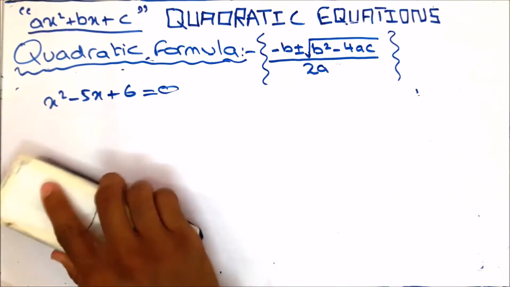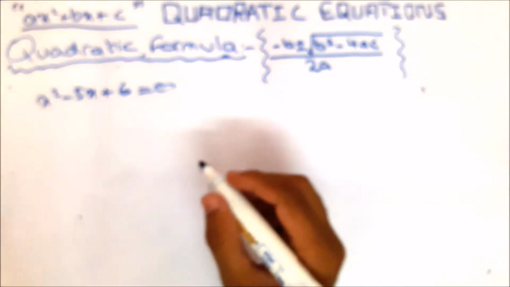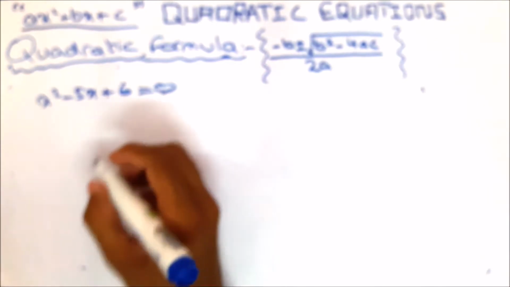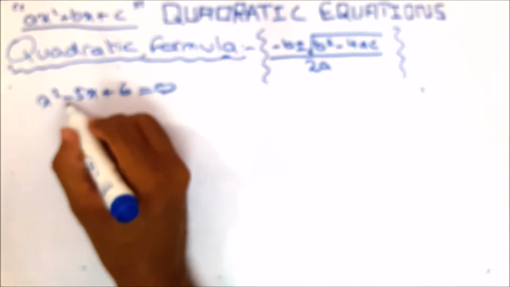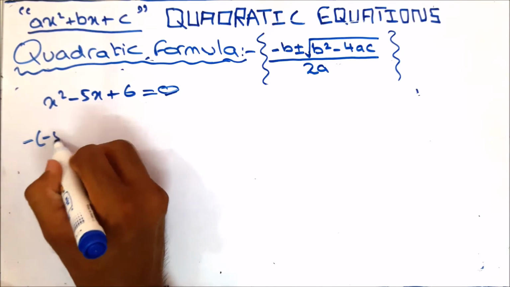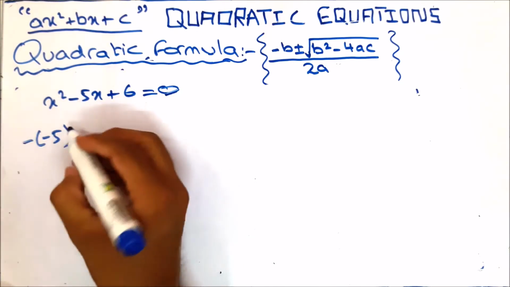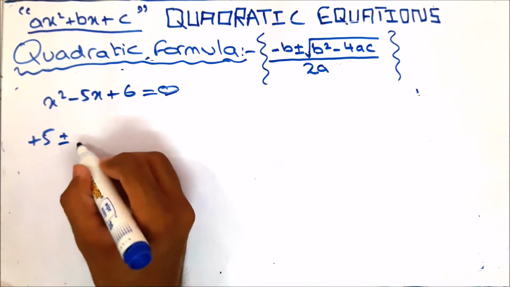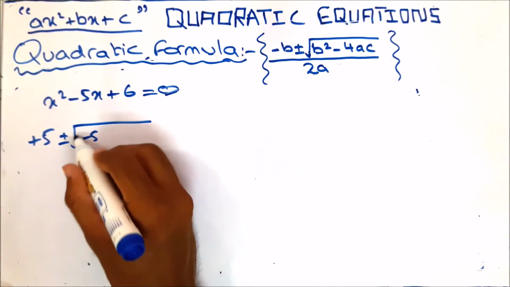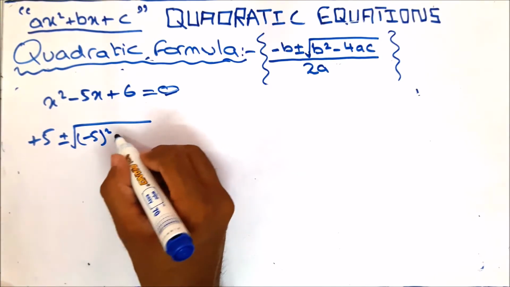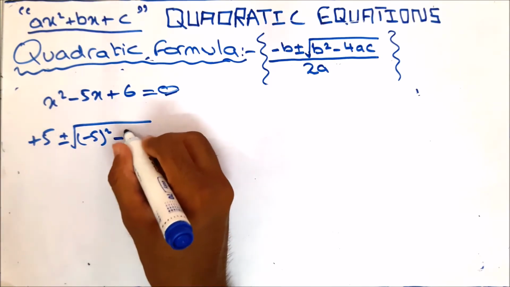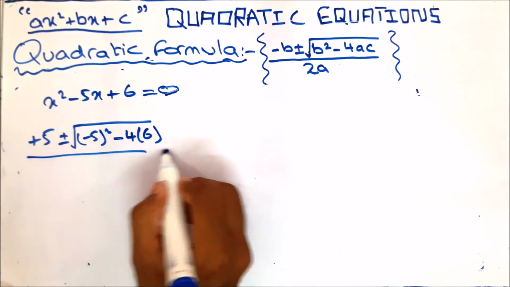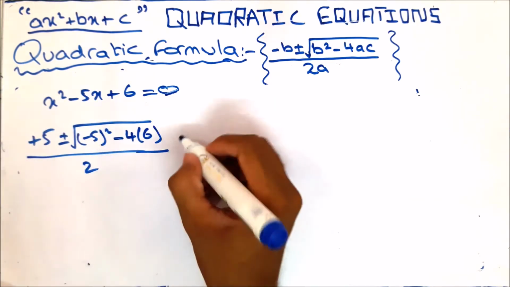Now let's solve this using the quadratic formula. We have minus b. Here we have a negative 5, so it becomes a positive 5. I'll just write it as positive 5 plus minus under root minus 5 squared, which becomes positive 25, times 4 times a, where a is 1 and c is 6. I just didn't write 1 again. We have 2a, a is 1, I didn't write it again.